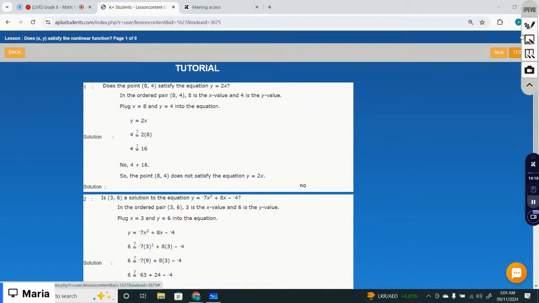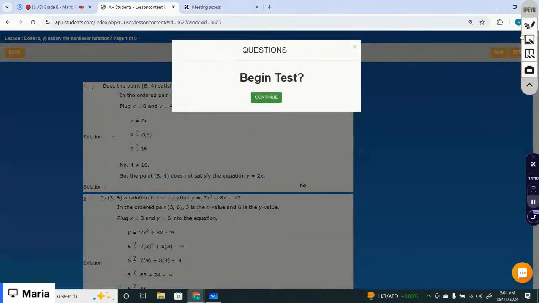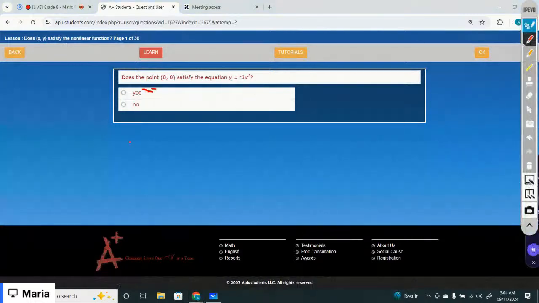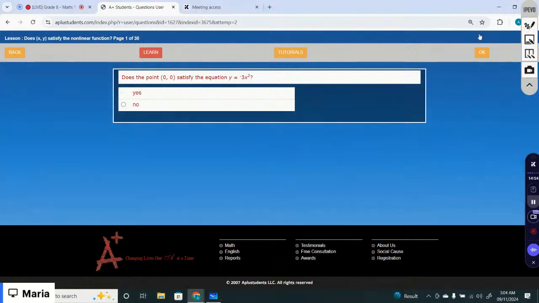Let's just start with the test questions. Does the point 0, 0 satisfy the equation y equals negative 3x square? X is 0, y is 0. So replace the variables with the values. Y is 0, negative 3x square is 0. 0 equals 0. That means yes, the point satisfies the equation. The correct option is yes.